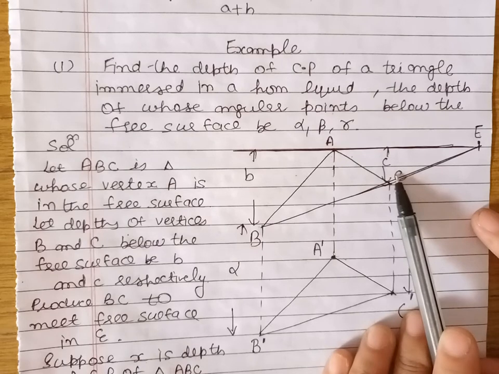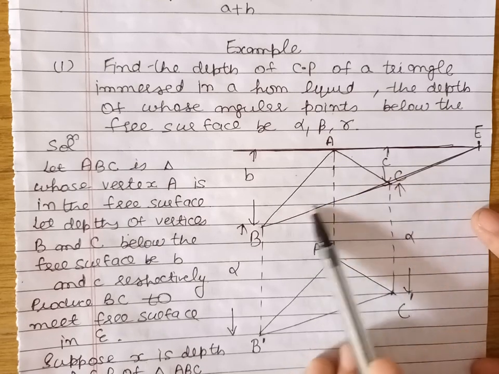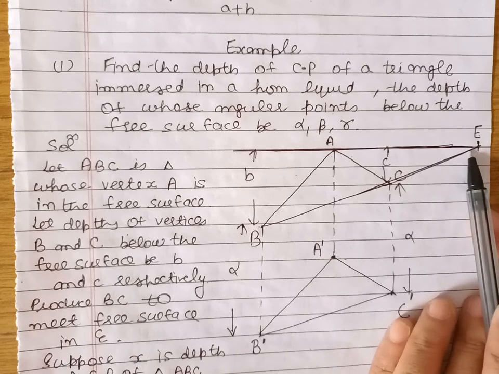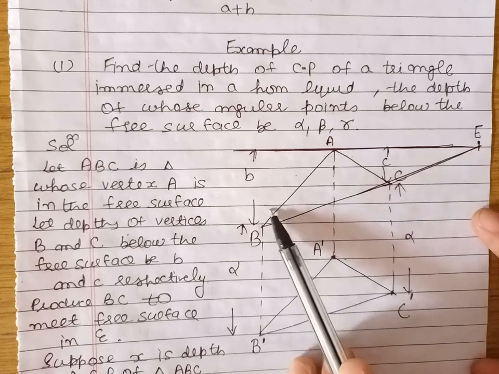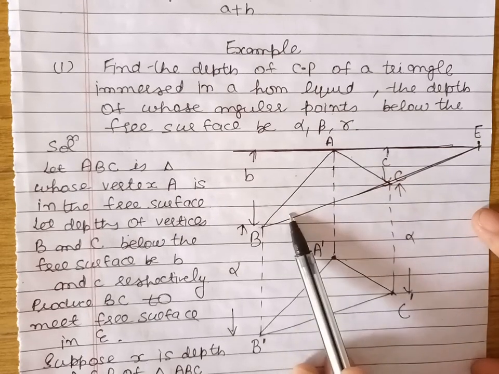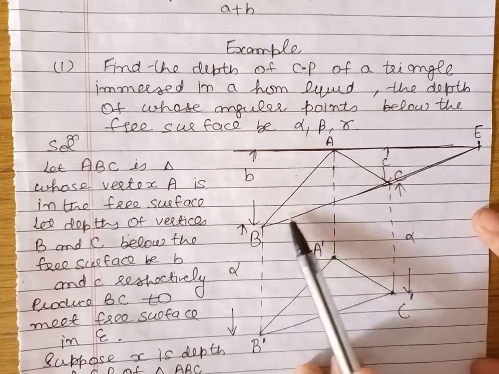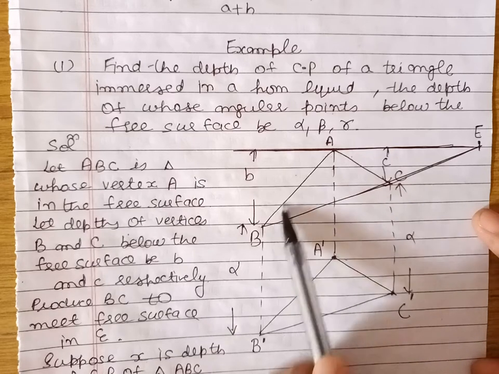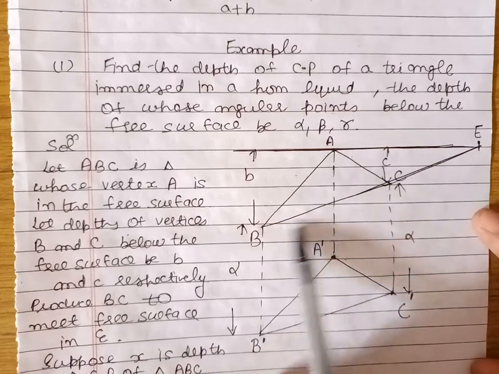Now let us produce this line BC to meet the free surface at the point E, and let us take the depth of center of pressure of this triangle as x below the free surface. Now we are to find x. As we discussed yesterday, we are to find the center of pressure of this part of this compound body.